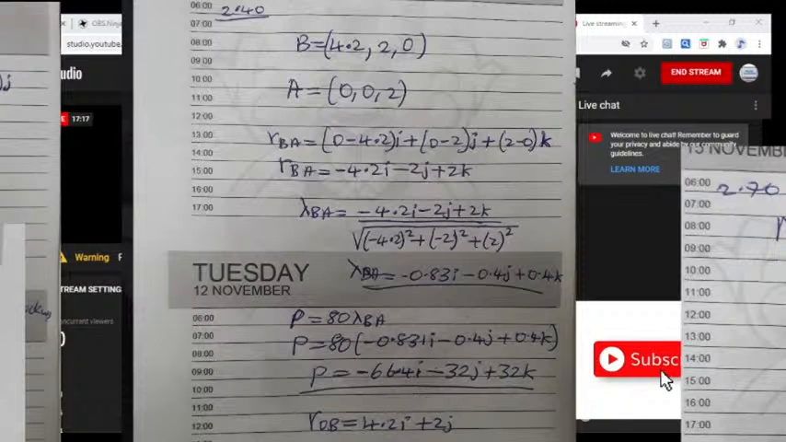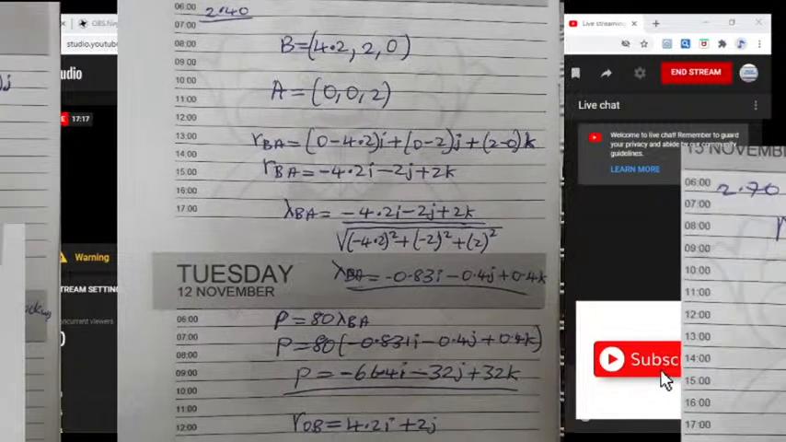Then after you have done this, you are going to get your RBA, and there it is. After that, you get the magnitude. You're just going to use the square root for this one and substitute. You get the final answer. Boom! This is how it is.